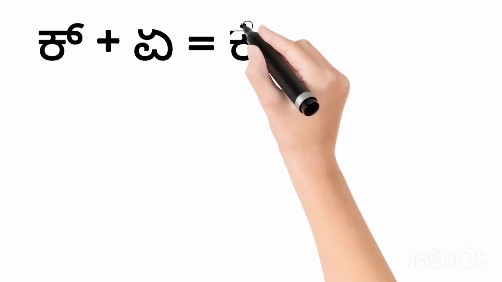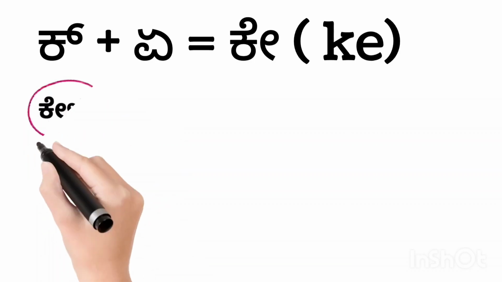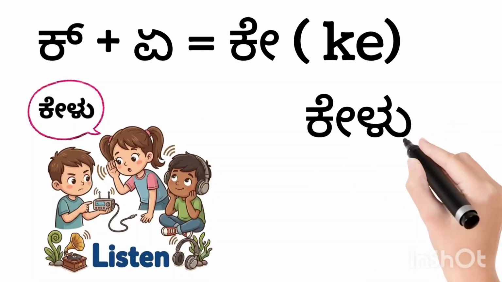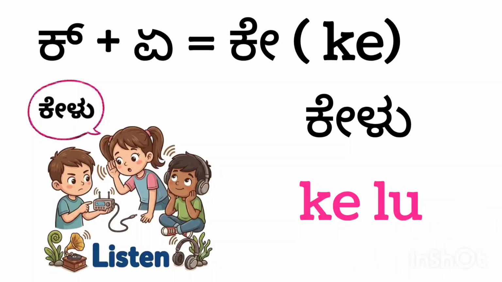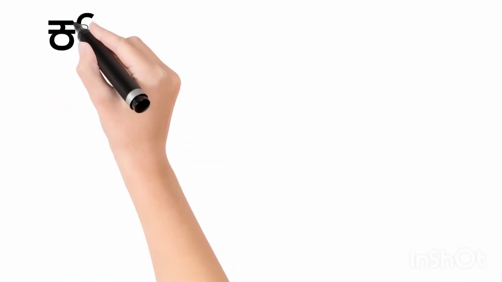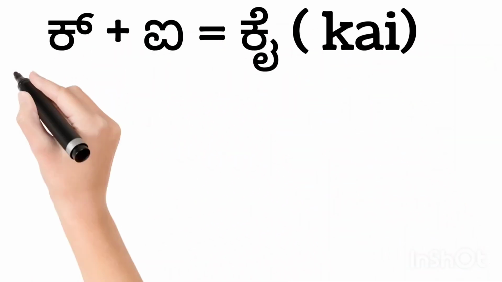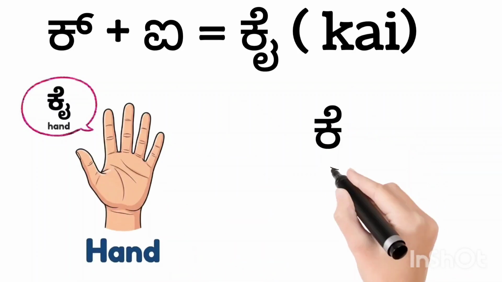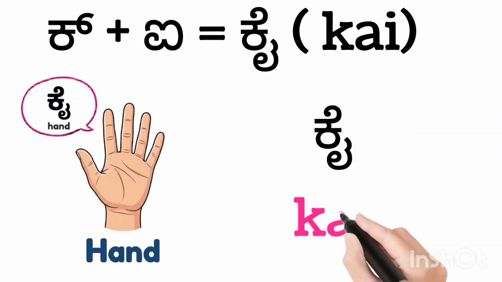K plus A is equal to K. K ಕೇಳು. ಕೇಳು listen. K ಕೇಳು. K plus I is equal to ಕೈ. ಕೈ hand. ಕೈ ಕೈ.